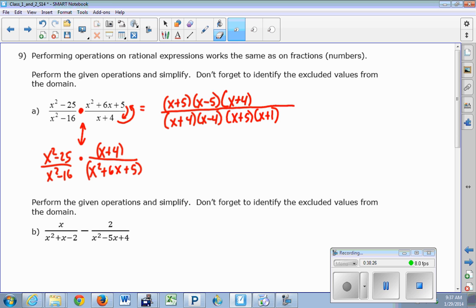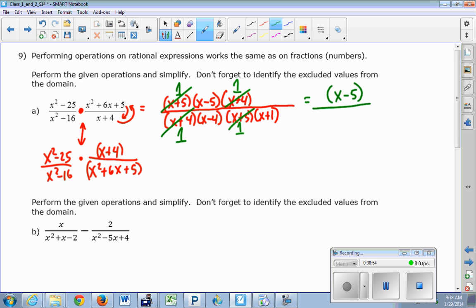So notice it's just one big fraction now. That's all it is. Everything's completely factored, and now you look for your foo-foos. So you have an x plus 5 there and an x plus 5 there. That's just the common factor of 1 that I'm dividing out, and an x plus 4 and an x plus 4. Do I have anything else? No. So what am I left with? Parentheses, x minus 5 over x minus 4 times x plus 1. Done.